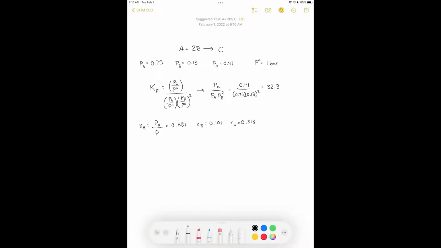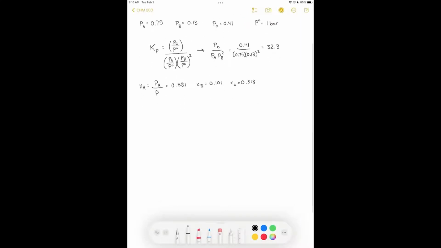So if we wanted to take an equilibrium constant based off of the mole fraction, we could do that. We could say it's Kx, and it would simply be Xc over Xa times Xb squared. And we can calculate an equilibrium constant based off of the mole fraction. Plugging in these numbers, we get 0.318 divided by 0.581 times 0.101 squared. And if we do this, we see that our equilibrium constant is 53.7. So it is not the same as the equilibrium constant of partial pressure. So using different units has given us a different equilibrium constant.